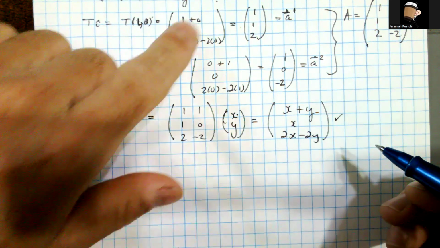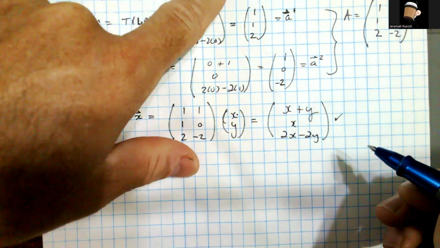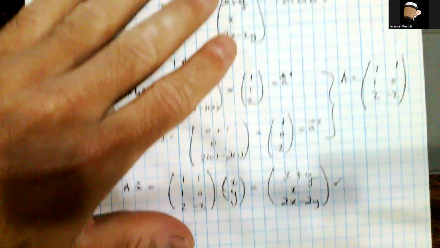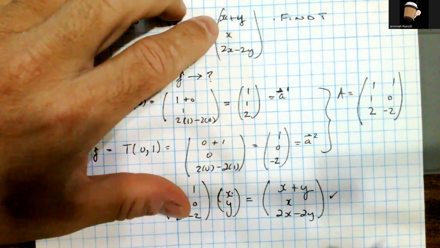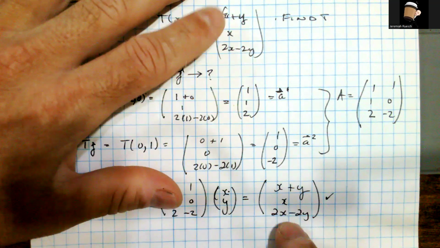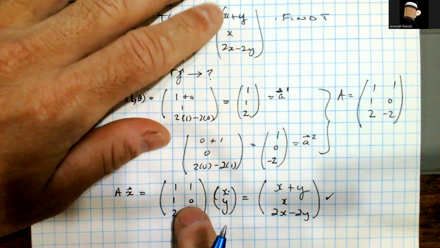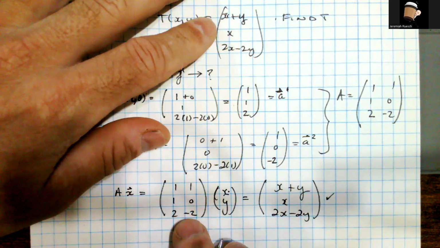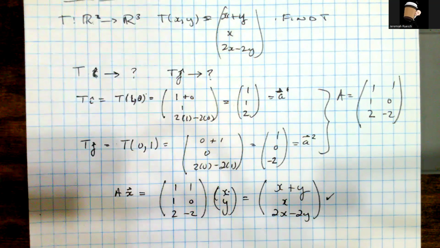Okay, and you should see then that you can almost pick off the transformation matrix just by looking at the form of the transformation. All right, let's go ahead and jump into the next one.